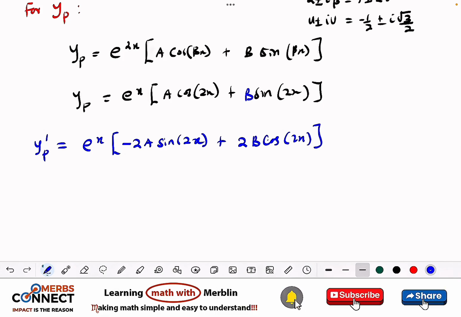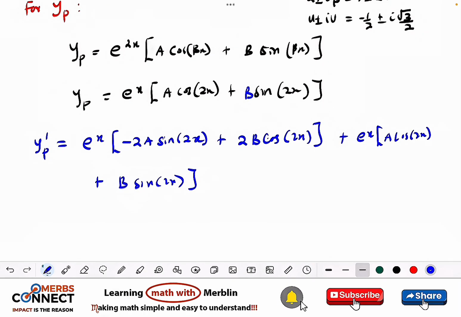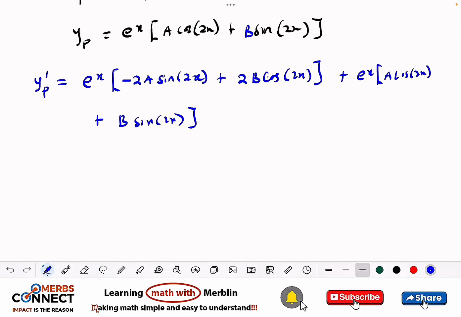Good. So this is the first part, plus, then now I maintain this and differentiate e to the power x. But when I differentiate e to the power x, I get the same thing. So I'm going to have e to the power x and then a cos 2x plus b sine 2x, close the bracket. So this is the first derivative. So what I need to do is find the second derivative.